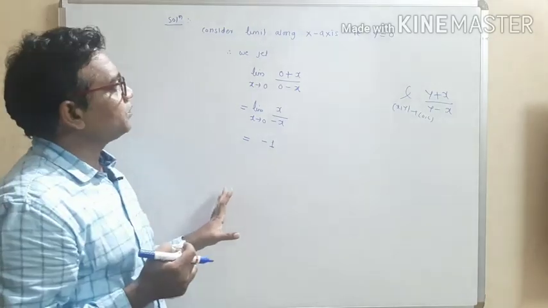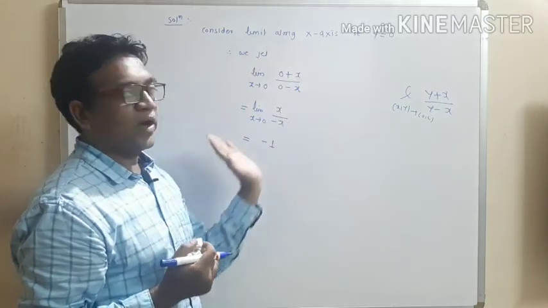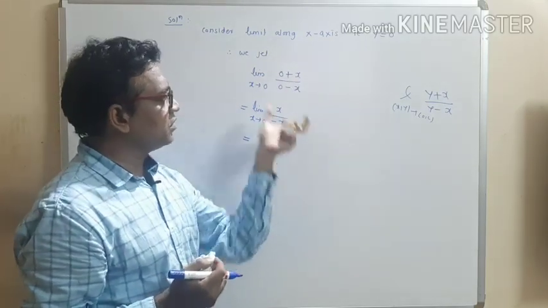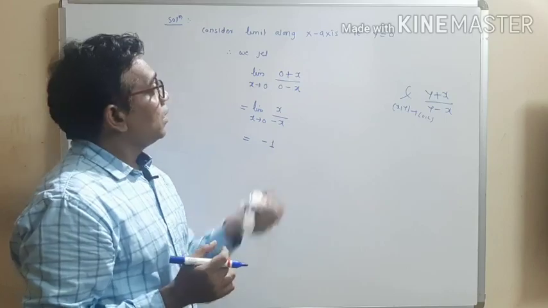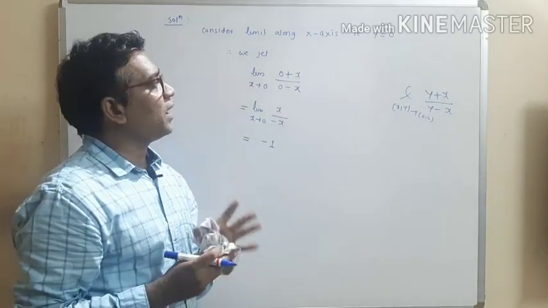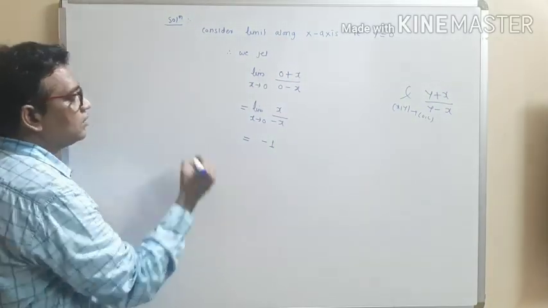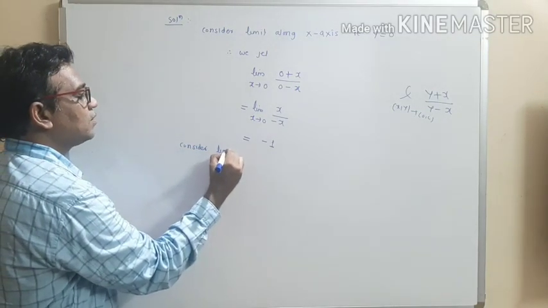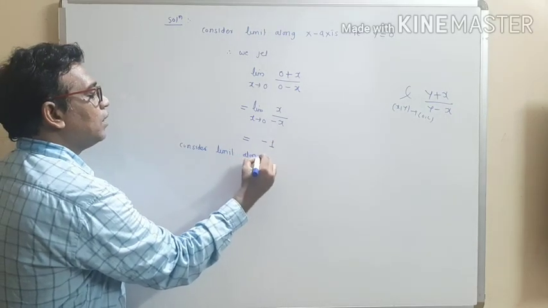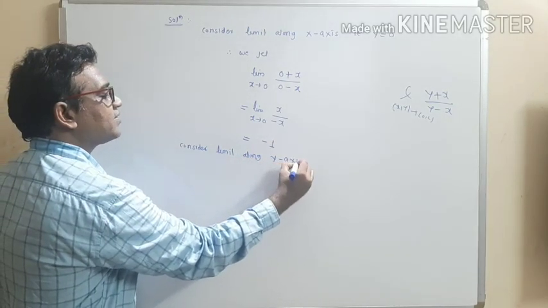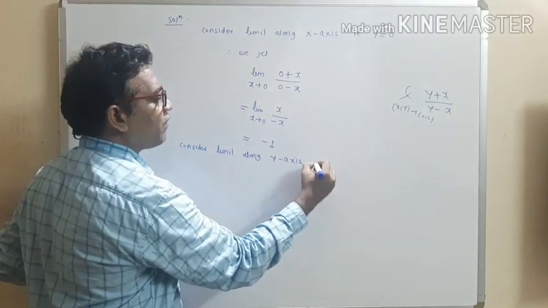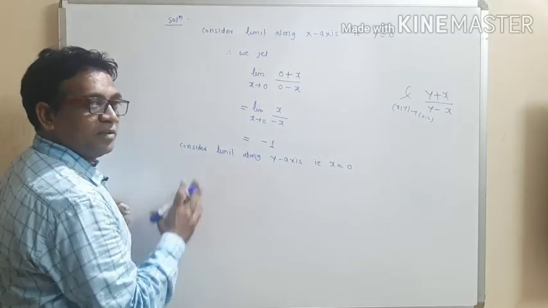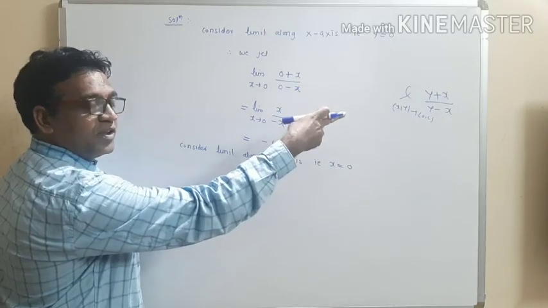So what is the first step? First of all, find out the limit along the x-axis. Consider the first path. That means put y equal to 0 in the given function. So this is our limit. Now find out the limit along the next path, which is the y-axis. So write down, consider the limit along the y-axis, and the equation of the y-axis is x equal to 0. So now find out this limit. So put x equal to 0 in the given function.